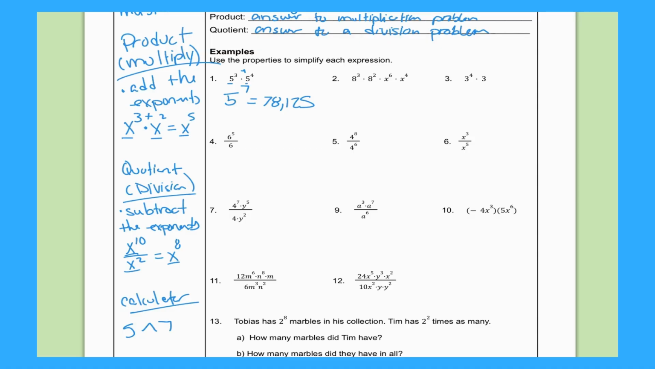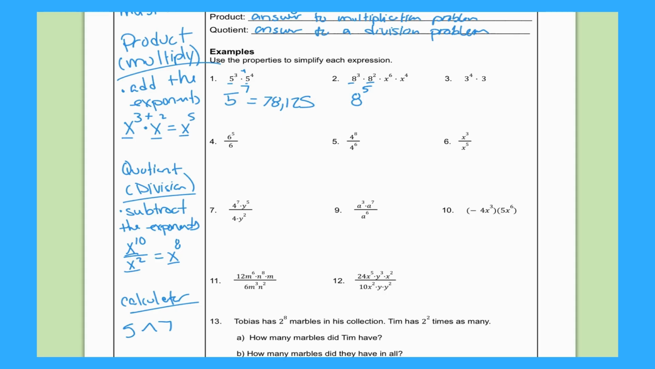Number 2, I have 2 different things here. I have 2 of them that have a base of 8, and 2 of them that have a base of x. So remember, the bases have to match. So the ones that have a base of 8 can be put together and use our shortcut, and the ones that have a base of x can be put together with our shortcut. So let's do the 8s first. So we have 8 and 8, so the base is going to stay 8, but we can add those exponents together. 3 plus 2 is 5.